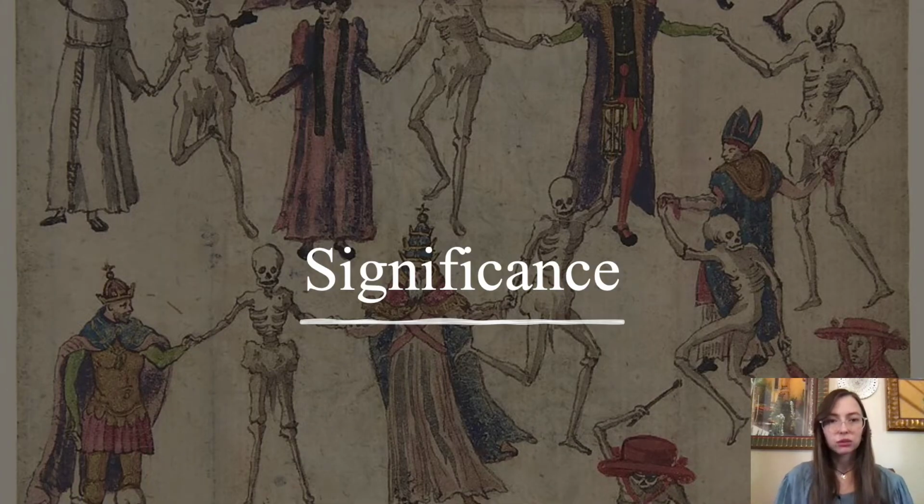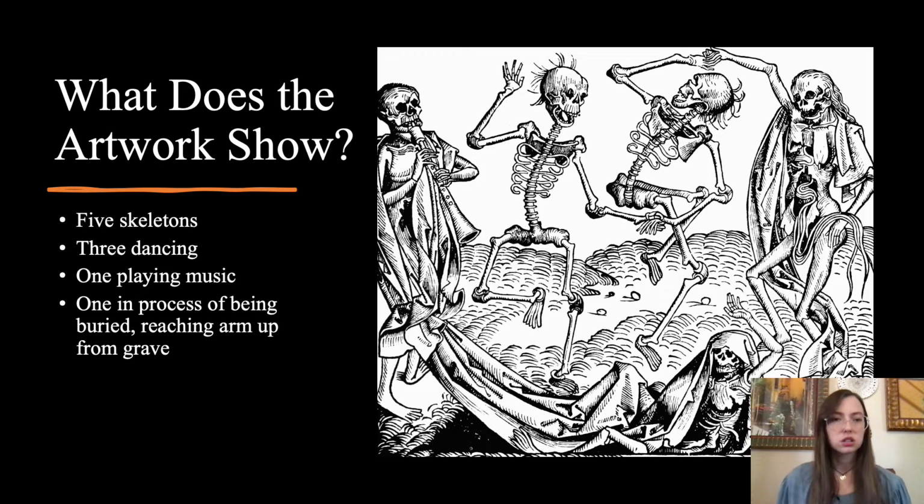So now I'm going to be talking about the significance of this artwork. What does the artwork show? When you're looking at the artwork, what exactly are we looking at? So it shows 5 skeletons. 3 of them are dancing, the ones on the far right, and one is playing music, the one on the far left. He's playing some kind of clarinet wind instrument. And at the bottom of the picture, one of them is in the process of being buried and is sort of reaching their arm up from the grave towards the other skeletons that are dancing on top of it.